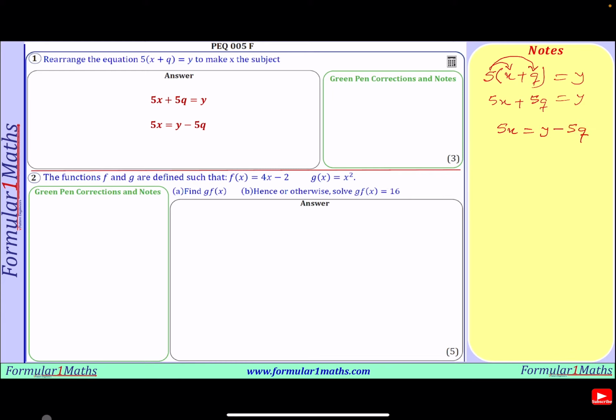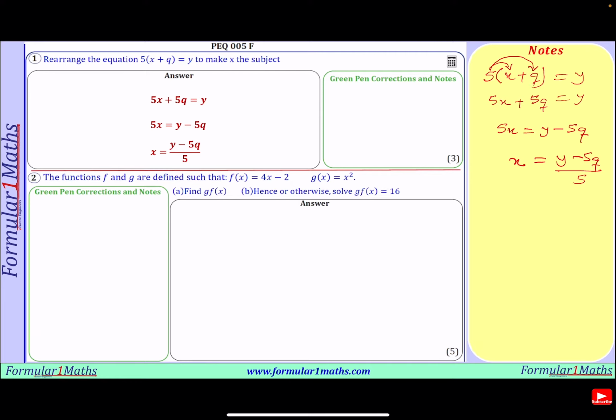This 5 here needs to move to the other side so that the x can be isolated. That means 5 goes over there to divide, because this is 5 times x. So if 5 goes over there, then x equals y minus 5q, all of that divided by 5. And this is the final answer for question 1.